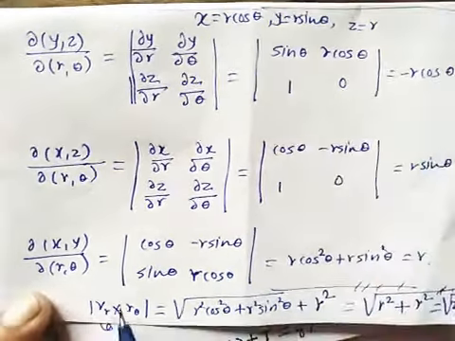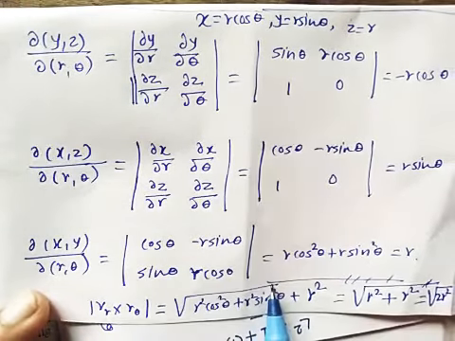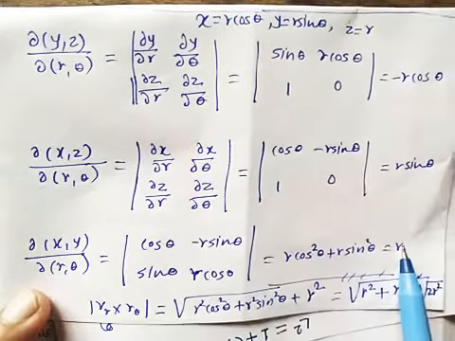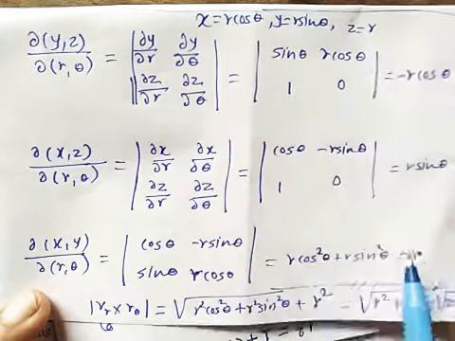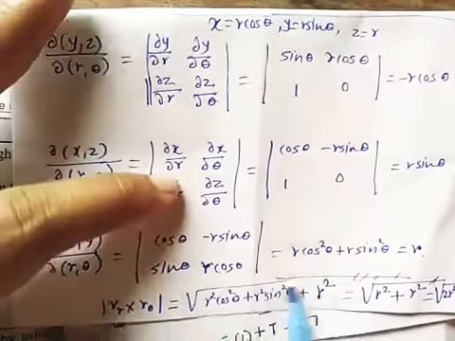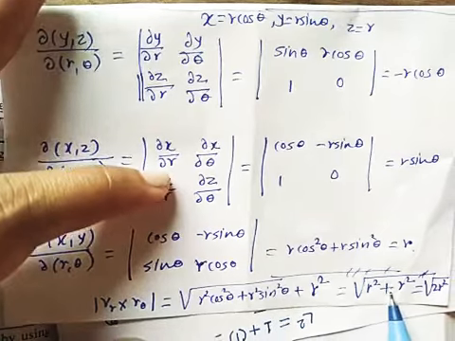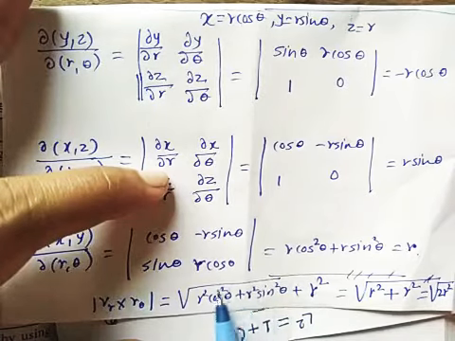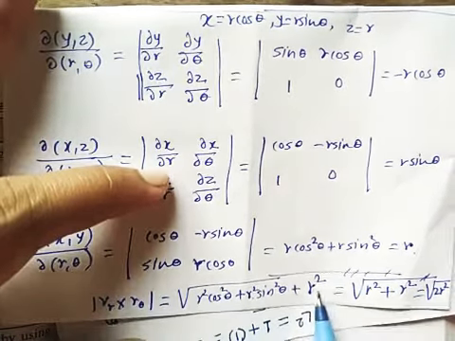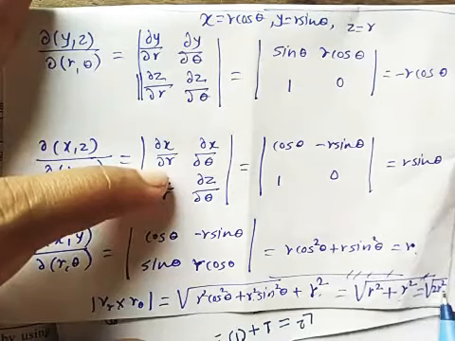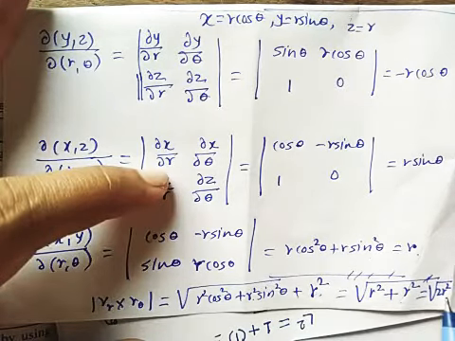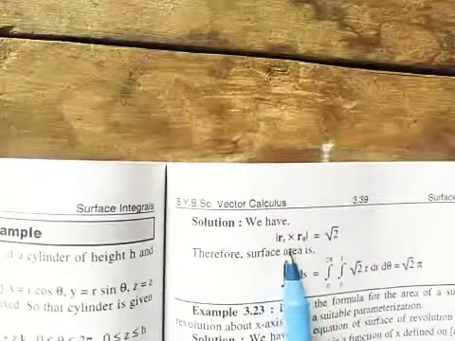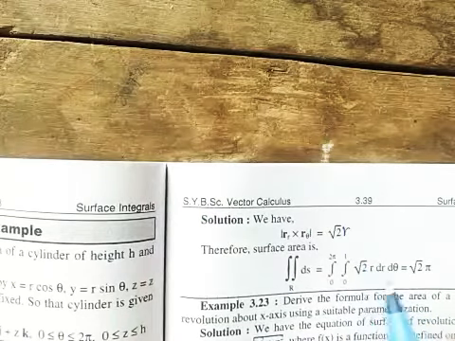So the magnitude of r r cross r theta will be the square root of the square of each of these. That is r square cos square theta plus r square sin square theta plus this r, whose square is r square. Here we take r square common, and in the bracket there will be sin square theta plus cos square theta, that is 1. So we get the square root of r square plus r square, that is the square root of 2 r square. r can be taken outside, so we get root 2 into r. So our magnitude of r r cross r theta is root 2 into r.